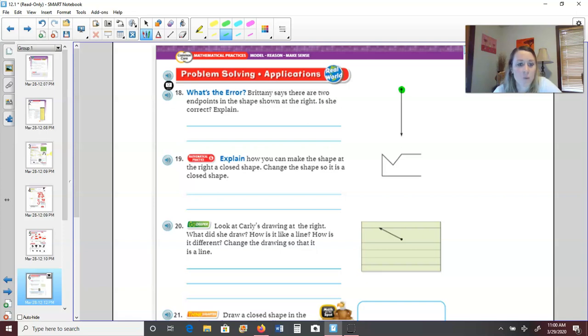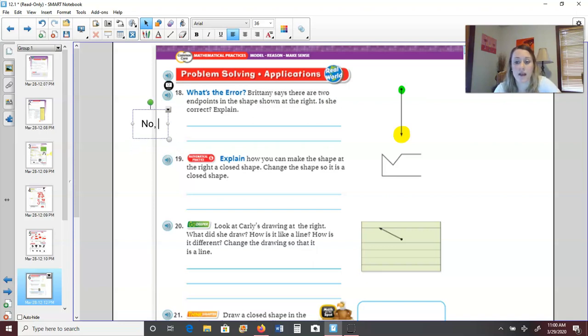Here is one endpoint I see, but down at the bottom, that's not an endpoint, boys and girls. That's an arrow. So Brittany is not correct because this shape does not have 2 endpoints. It has one endpoint, but then it continues on and on in one direction. So this means, do you remember what shape this would be called? Remember the sun. All right, so we would say no, she's not correct.